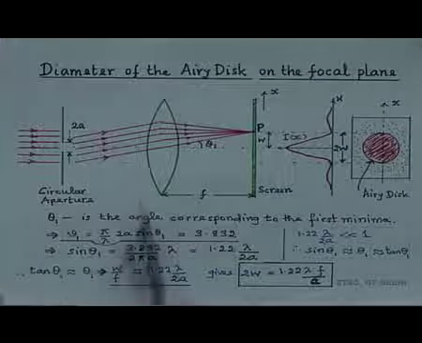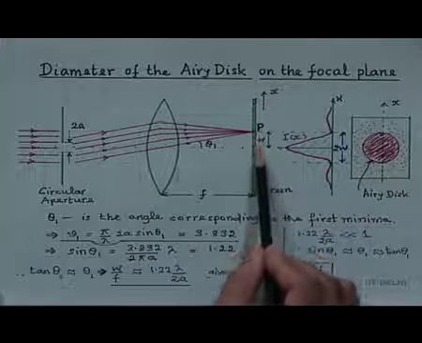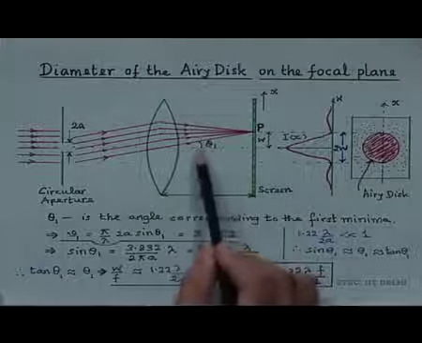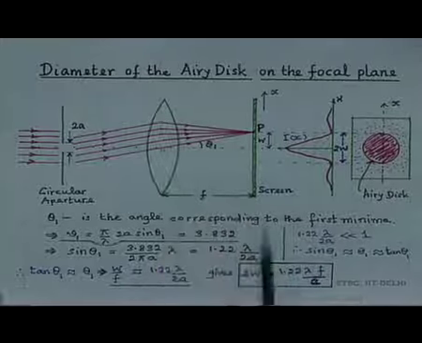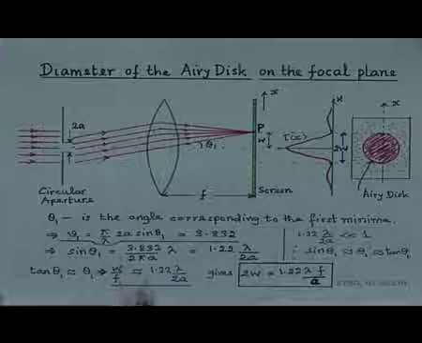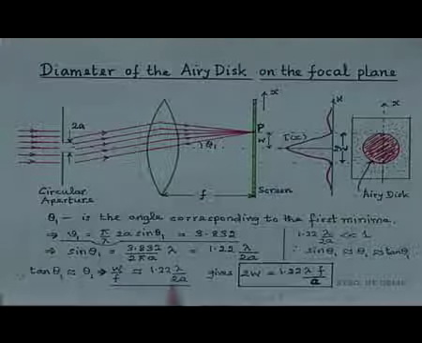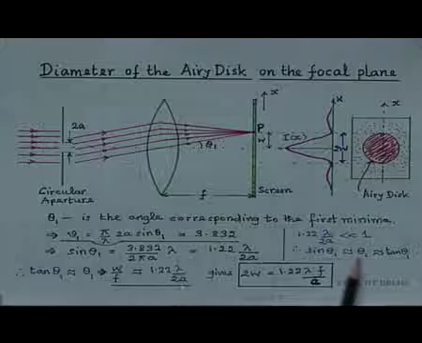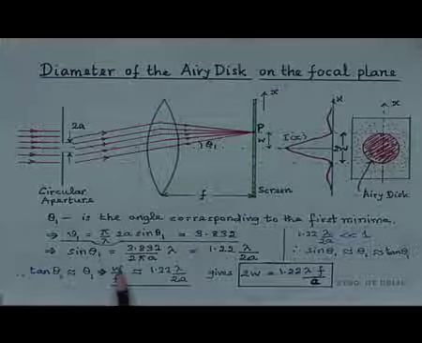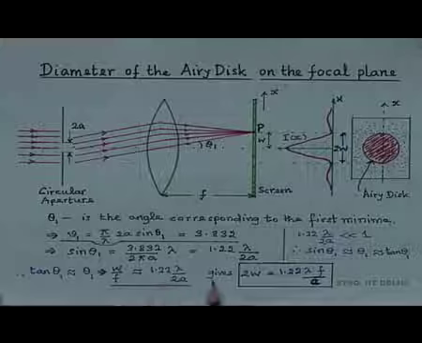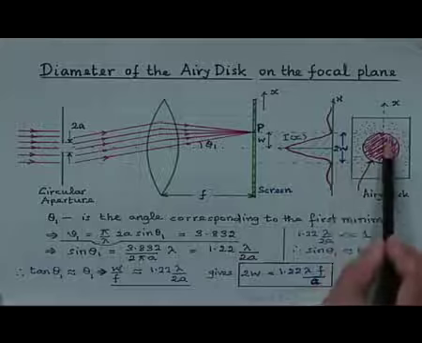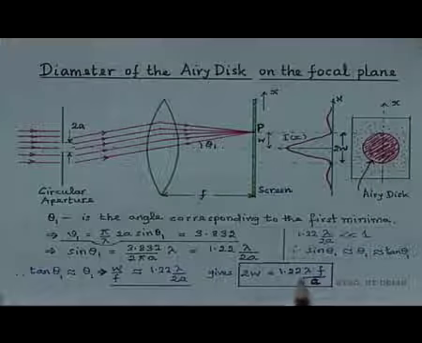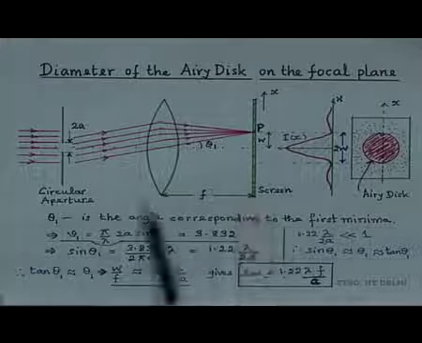And tan theta 1, in the diagram we see here, is w by this distance, which is f. Therefore, w by f is equal to 1.22 lambda by 2a. So tan theta 1 is equal to w by f, which gives 2w, the total spot size, the diameter of this spot here, equal to 1.22 lambda f by a, where f is the focal length of the lens.